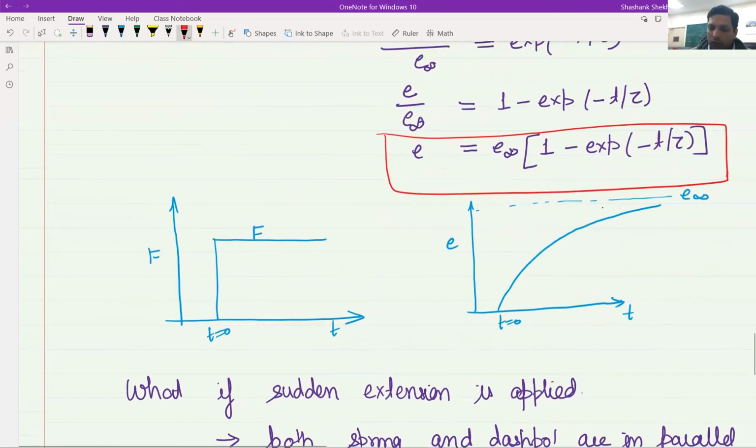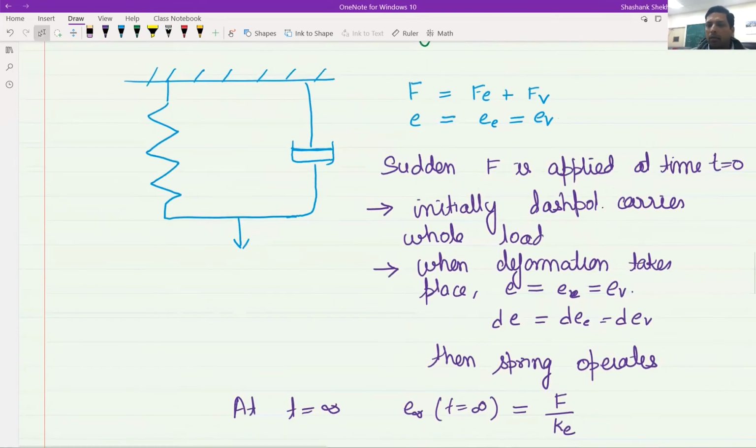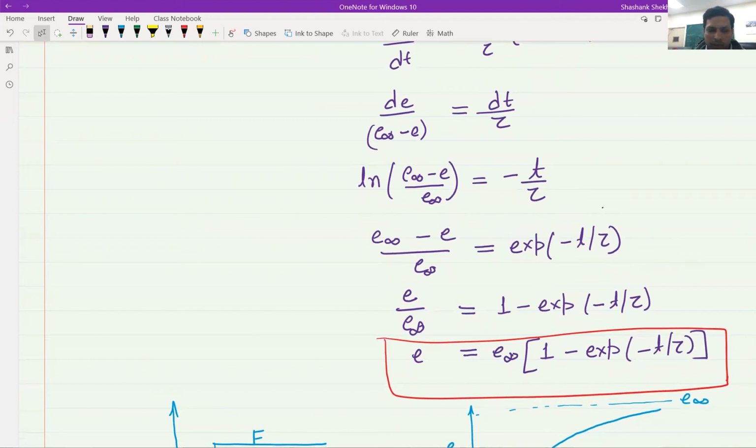So if you happen to model a particular material, polymer material, using this kind of configuration, then you must also be aware that this kind of system will not accommodate any sudden extension. So this is what we understand from this mathematical formulation by solving this mathematical formulation.